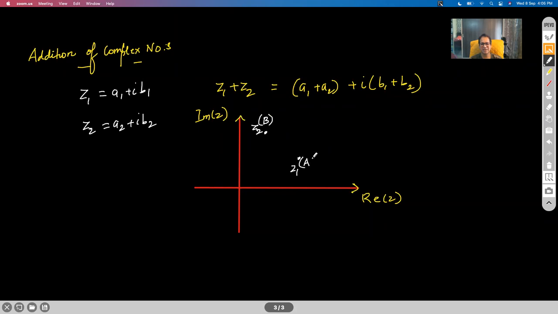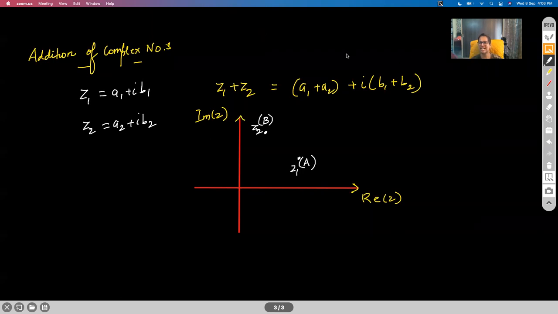Where do you think Z1 plus Z2 will be located? That is more important for us, because many of the questions asked in competitive exams will revolve around your geometrical understanding of these concepts. Obviously, the answer is wherever A1 plus A2 comma B1 plus B2 is located, right? But geometrically, how do you figure it out? I mean, of course plotting will work, but is there any relation by which you can connect O, Z1, Z2 and Z1 plus Z2?